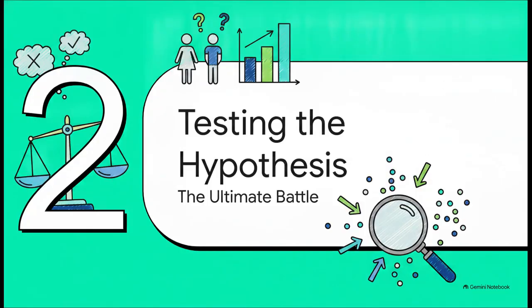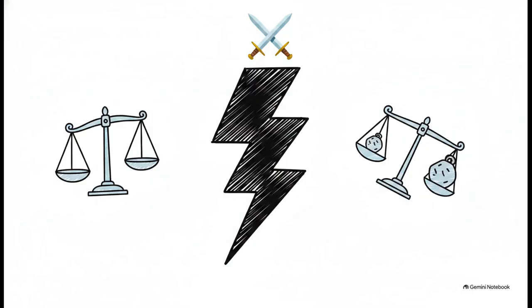Moving right along to section 2, testing the hypothesis. I like to call this the ultimate battle. So, hypothesis testing proves if observed differences are real or just a complete fluke. Let's say a survey reports that men earn more than women in Austria. Well, hypothesis testing verifies if that gap is statistically significant or just a quirk of who they happen to sample.